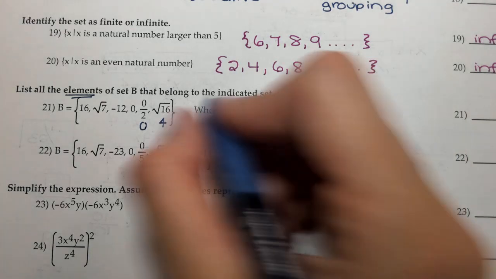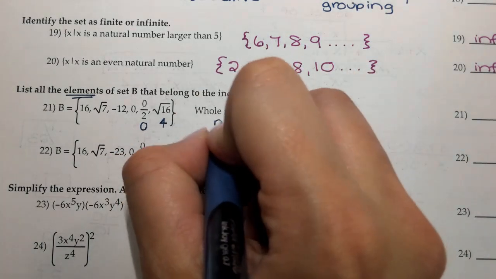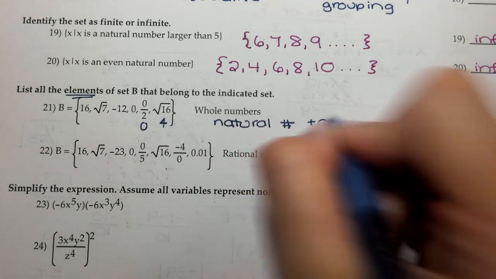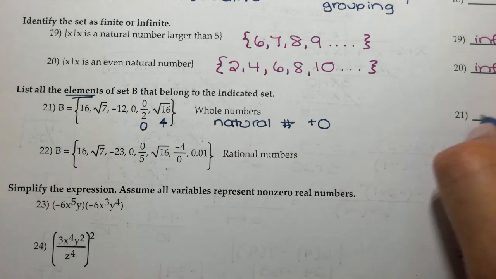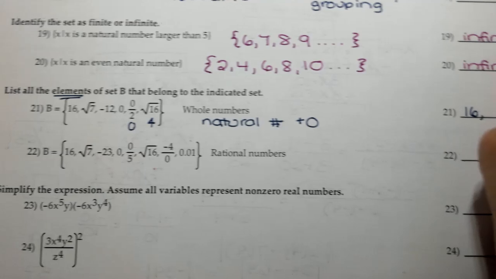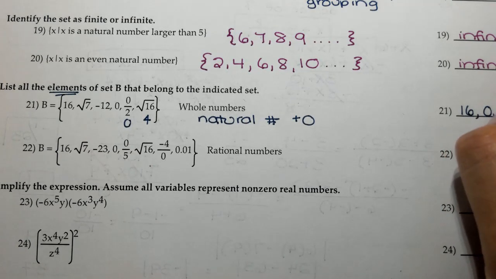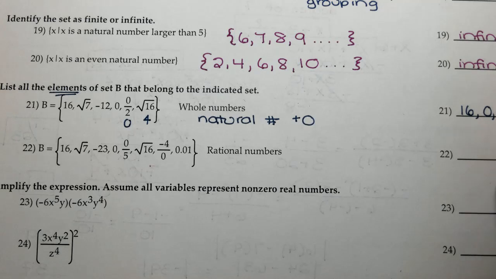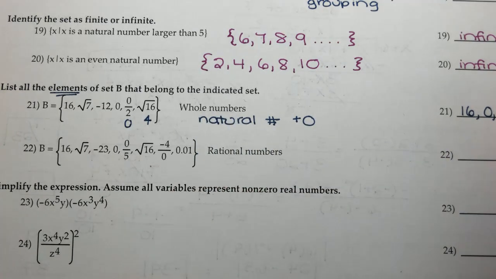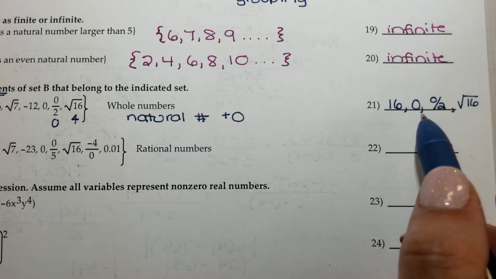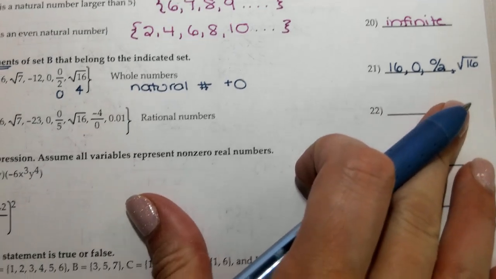So when we're talking whole numbers, this is natural numbers plus 0. So 16 is a natural number. 0 is a natural number. 0 over 2 is not a natural number, sorry, is a whole number. And then square root of 16 is a whole number. Do not include the braces, otherwise that is not the elements, those would be the set.